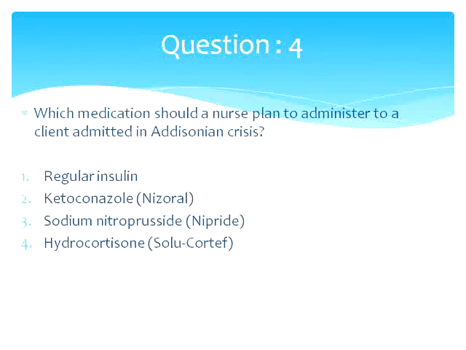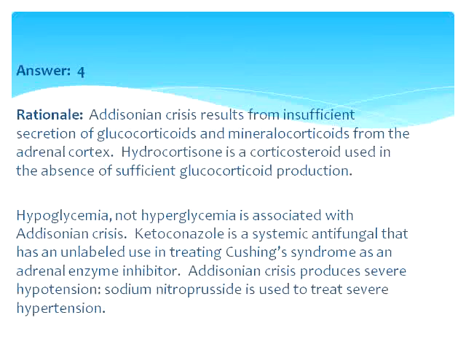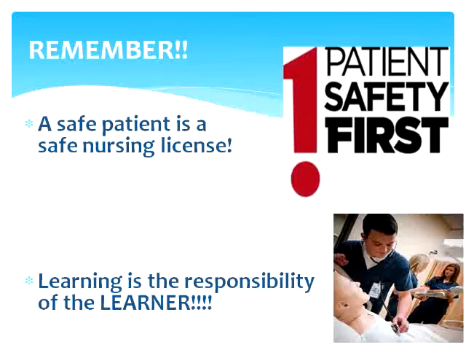Everybody better say 4. 4. Now, this one is used to treat, but not this, right? Okay. And the priority would be your corticosteroid replacement. Addisonian crisis results from insufficient secretion of glucocorticoids and mineralocorticoids from the adrenal cortex. Hydrocortisone is a corticosteroid used in the absence of sufficient glucocorticoid production. And your ketoconazole is for Cushing. And I think that's it.